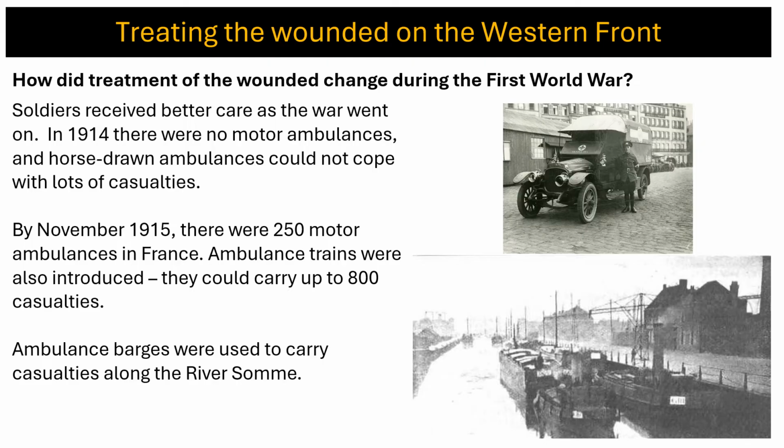Ambulance trains were also introduced, and they could carry lots of casualties, up to about 800. And ambulance barges were used to carry casualties along the River Somme, which you can see a picture of there.